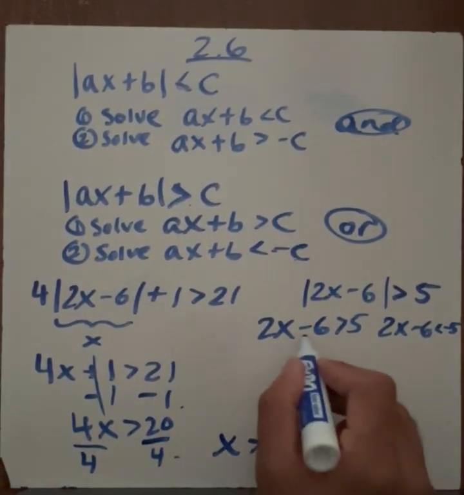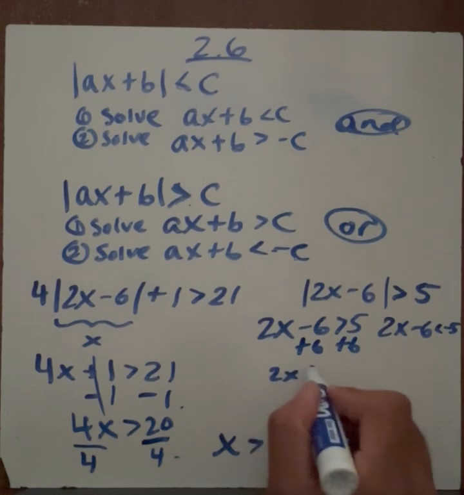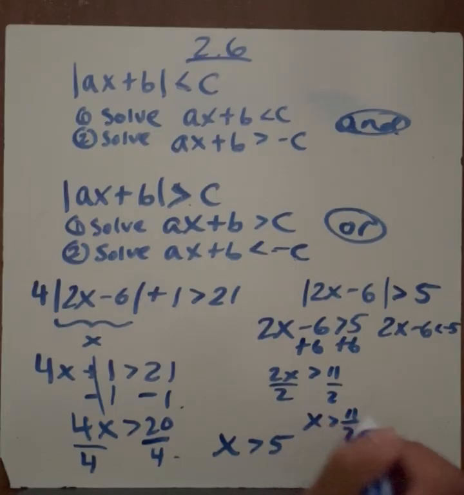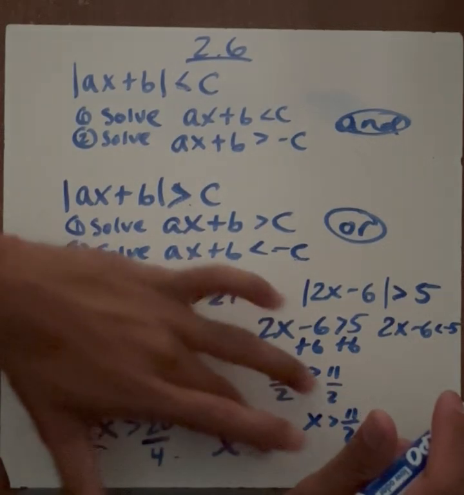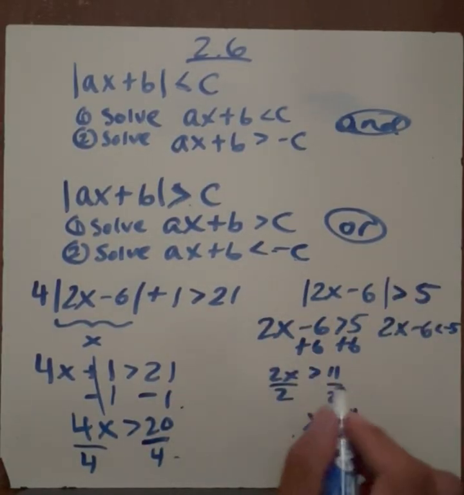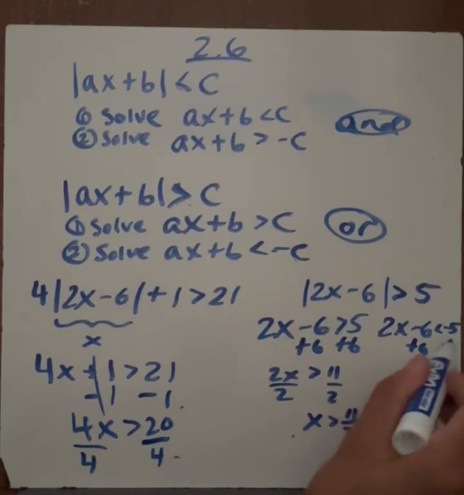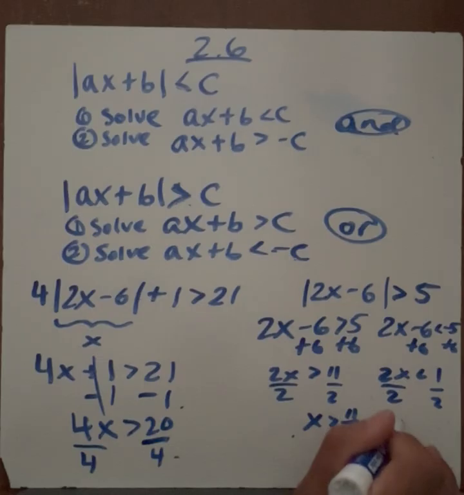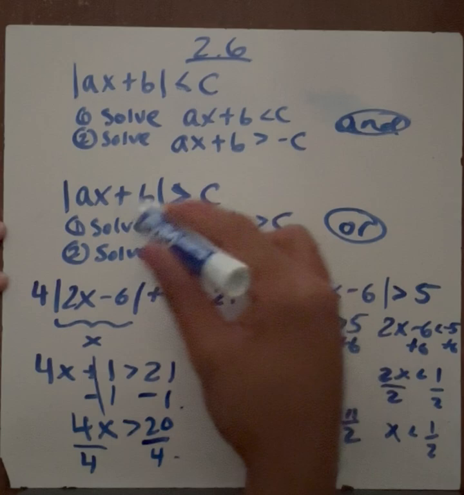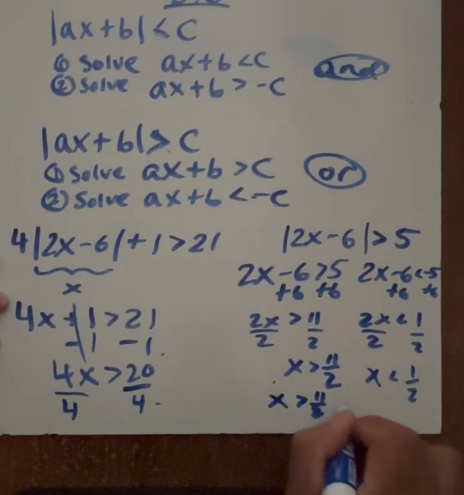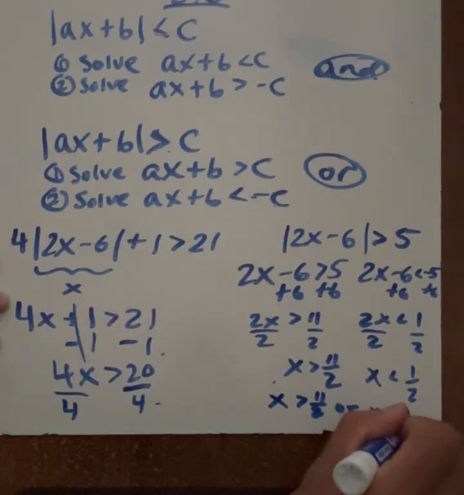If we add 6 to both sides, we get 2x is greater than 11, and dividing both sides by 2, we get x is greater than 11 over 2. So that's part of our answer. I'm going to get rid of this so I can just say that we did it right here. We put in the x right there. And then add 6 to both sides, we get 2x is less than 1, and then divide by 2, so x is less than 1 over 2. And notice that we use this, so we have to use the word or. So x is greater than 11 over 2, or x is less than 1/2.